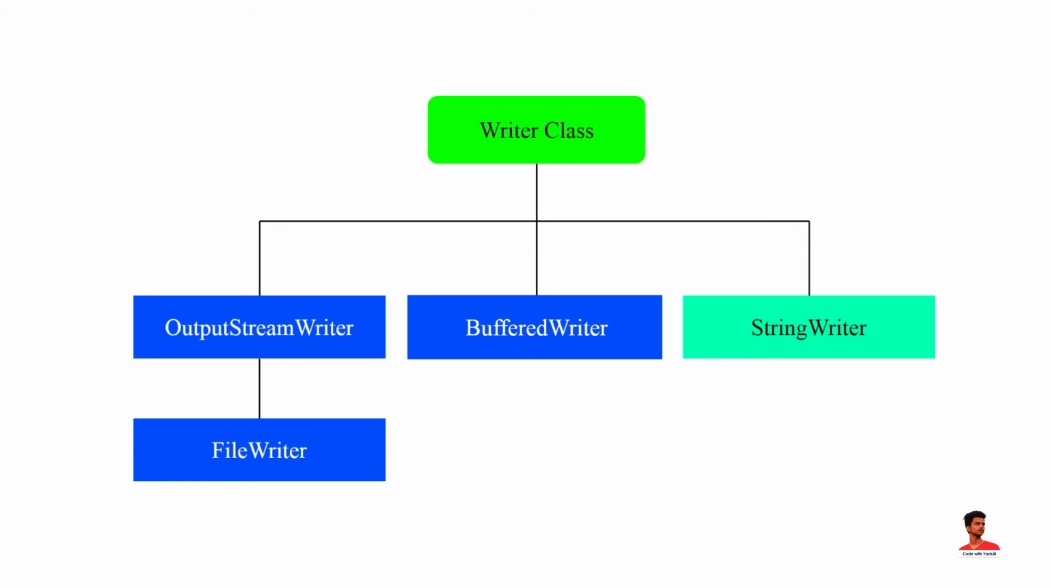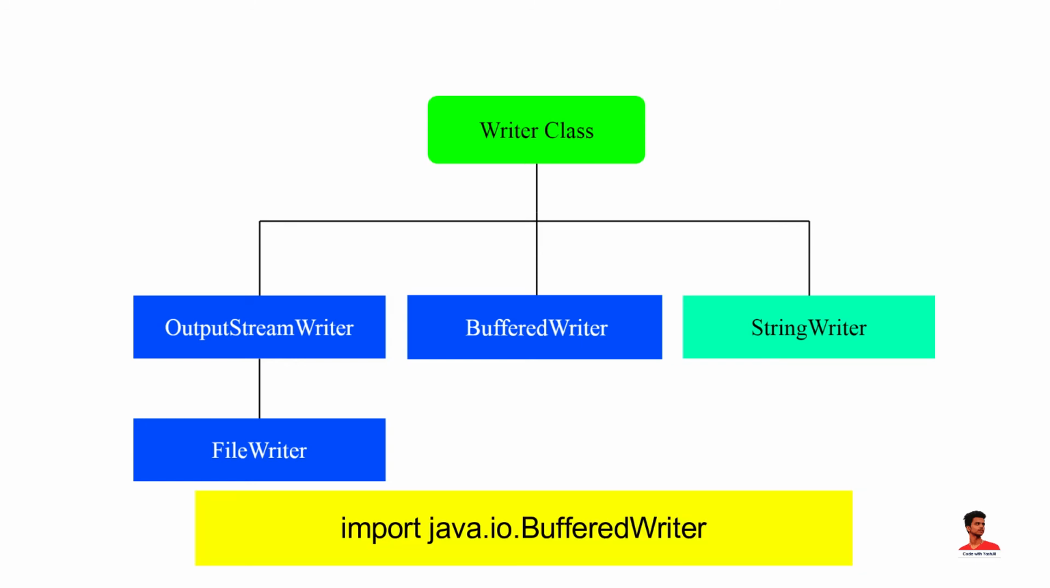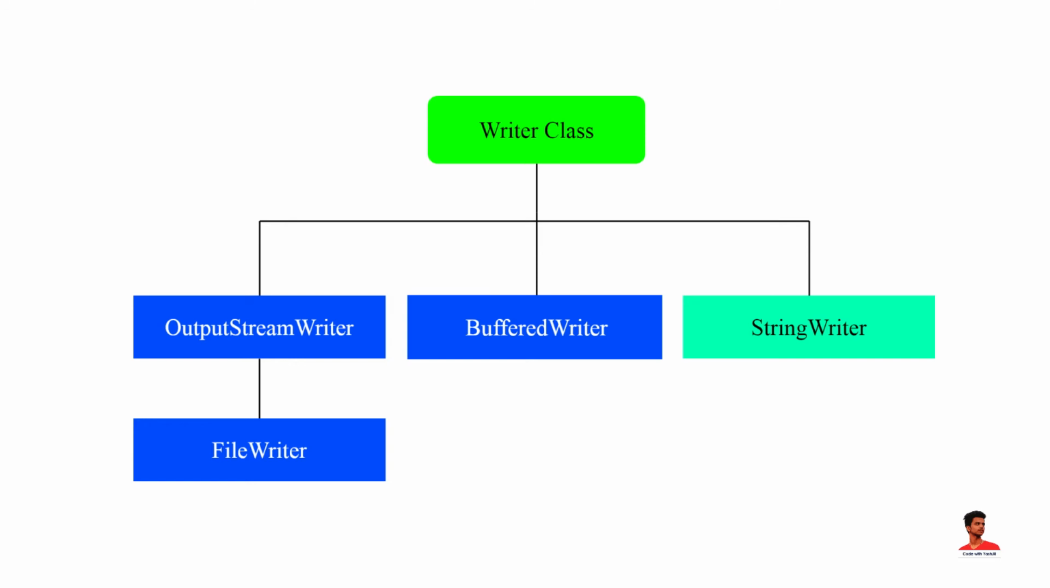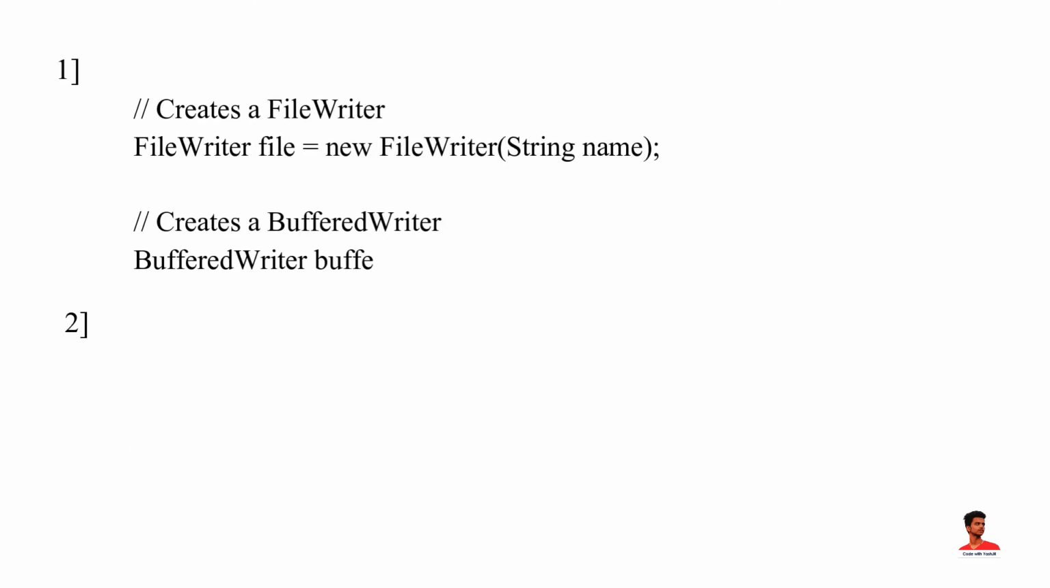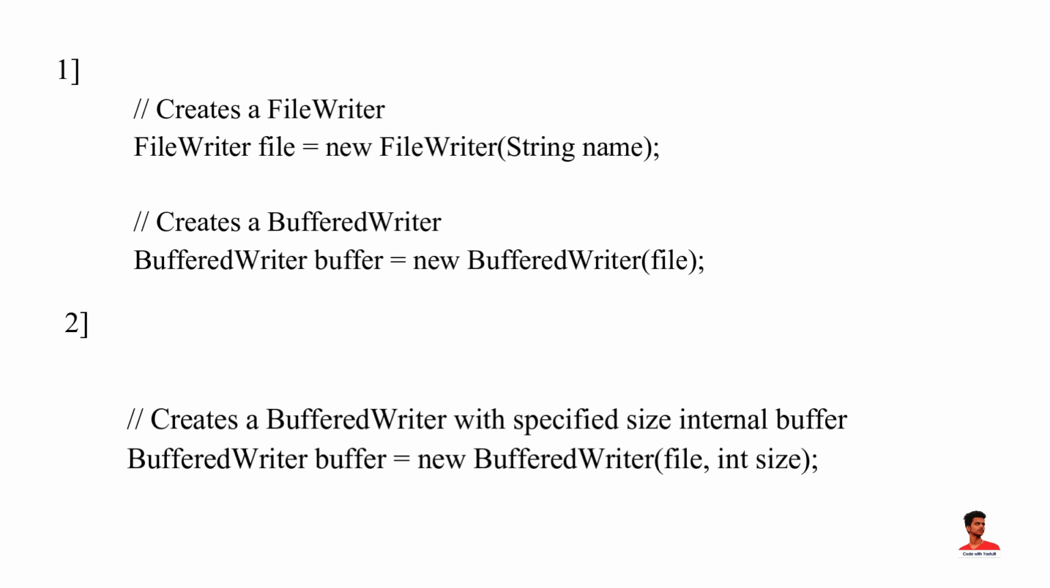In order to create a BufferedWriter, we must import the java.io.BufferedWriter package first. Once we import the package, we can create a BufferedWriter. Here, we have created a BufferedWriter named buffer with the FileWriter named file. Here the internal buffer of the BufferedWriter has the default size of 8192 characters. However, we can specify the size of the internal buffer as well. The buffer will help to write characters to the files more efficiently.